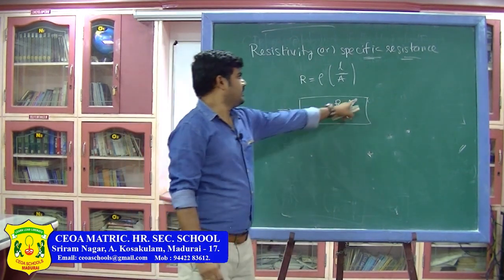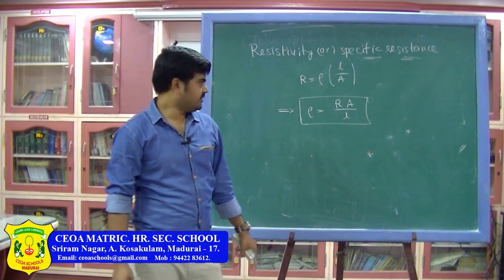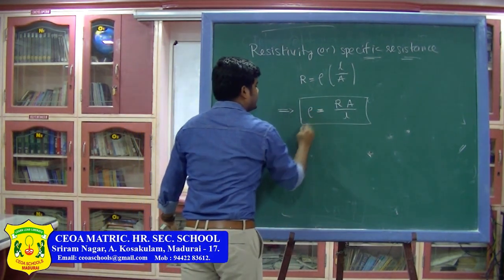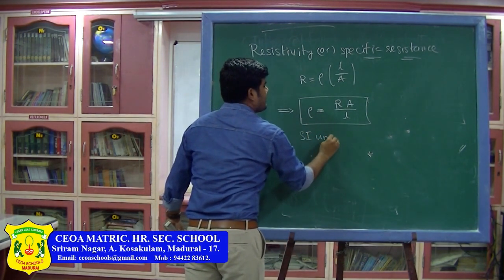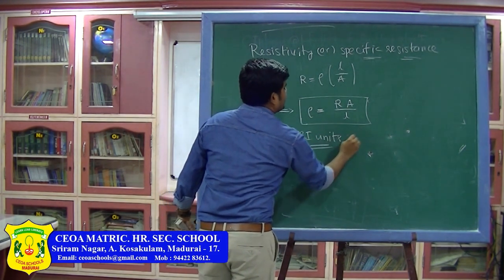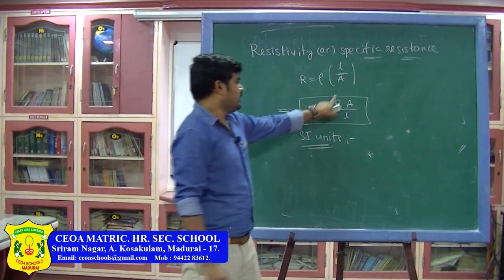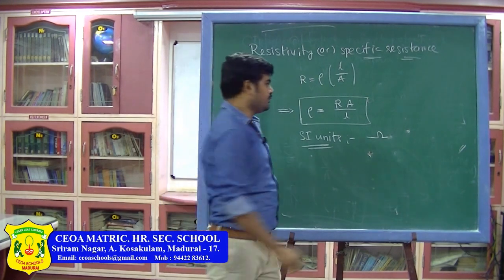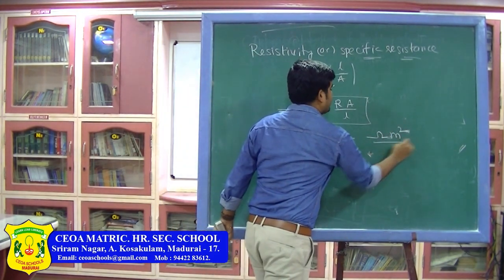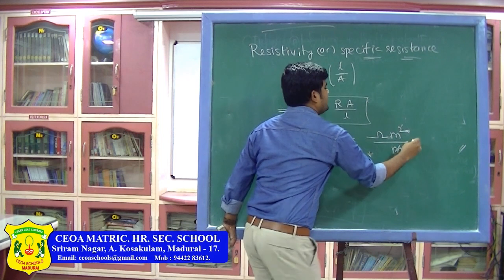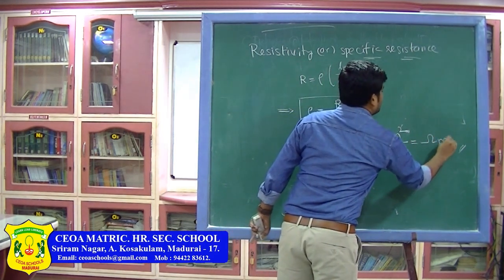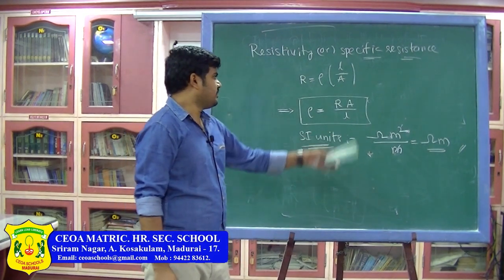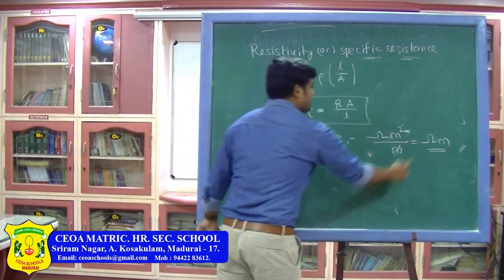So, here we can define SI units and dimensions first, then we will define what is resistivity. Now, first coming to the SI units of electrical resistivity. We know electrical resistance has SI unit ohm, into area of cross section, unit meter square, divided by length, unit meter. So, it will be ohm meter, which is the SI unit of electrical resistivity.